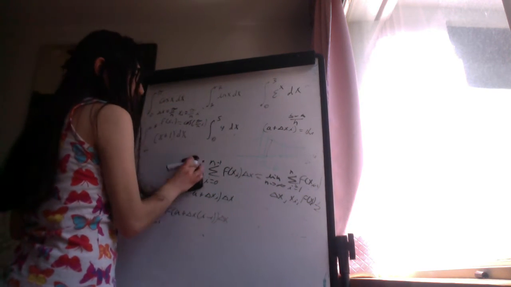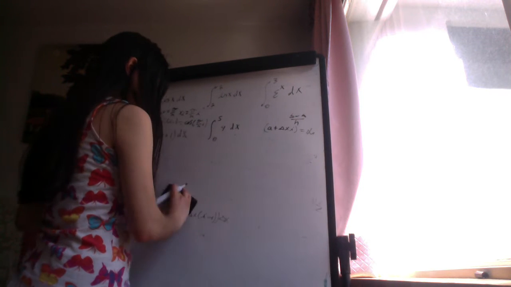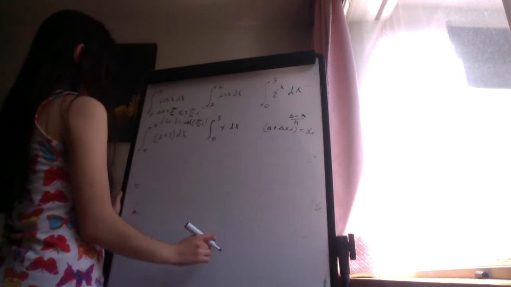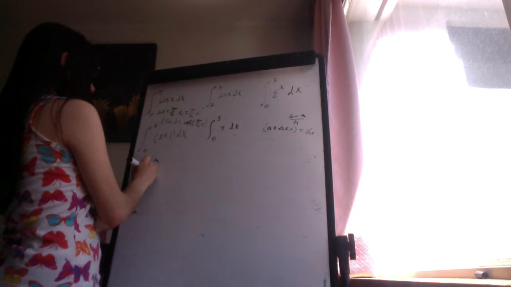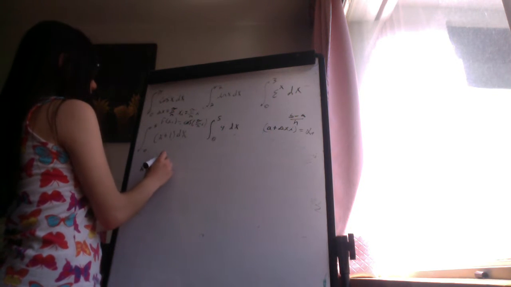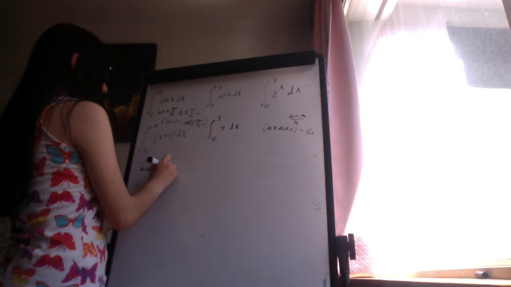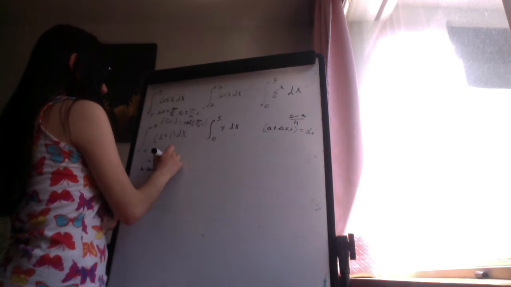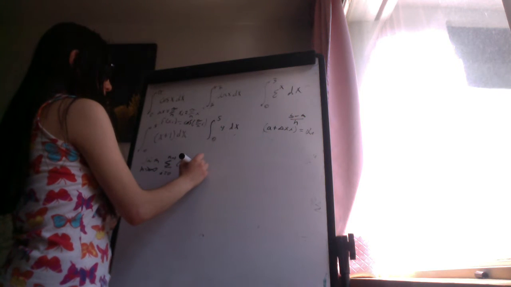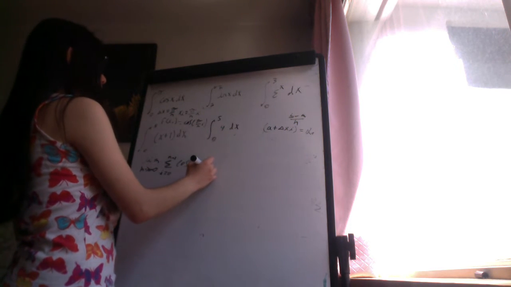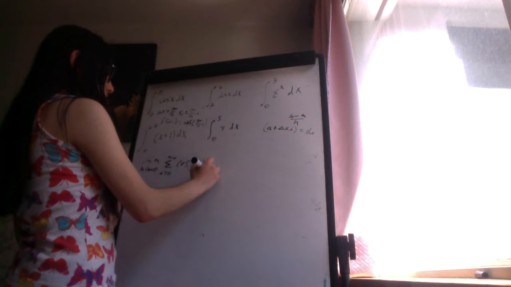Now the summation will be the limit as n approaches infinity of the sum from i equals 0 to n minus 1 of cosine of pi over n times i, times delta x. Delta x is pi over n.